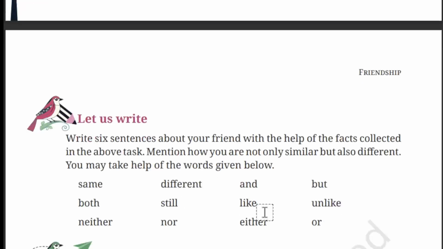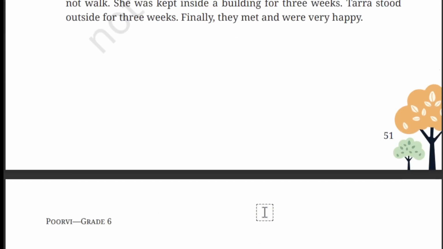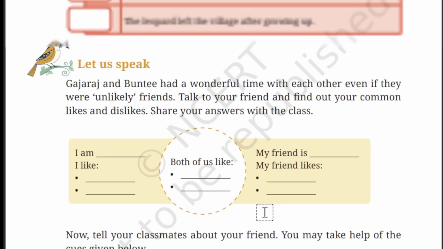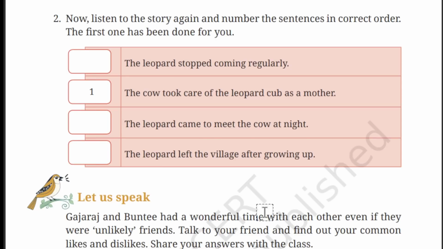So let's see how many pages we still have in this lesson. A friendship prayer. Okay, this is a different one. We only have one page, so we'll finish this very soon. Now listen to the story again and number the sentences in correct order. The first one has been done for you. The crow took care of a leopard cub as a mother, and now we have to order these sentences. So this comes first. Which one is the next?